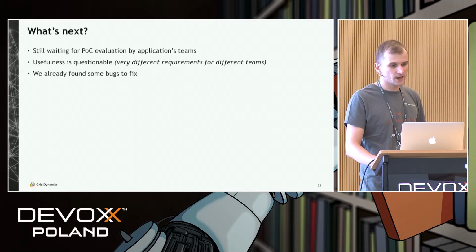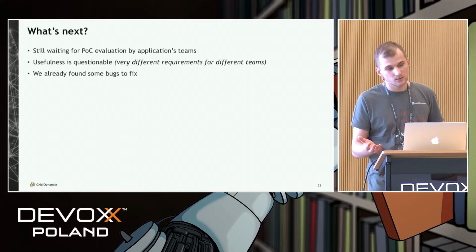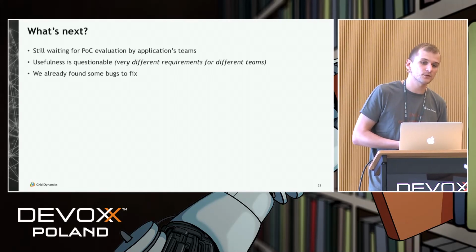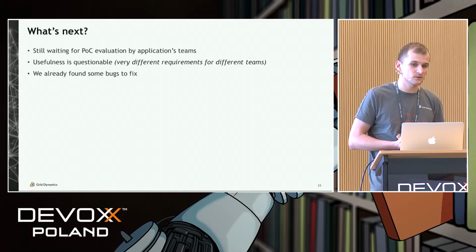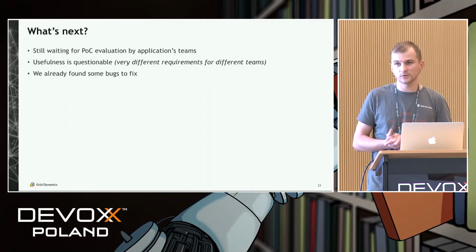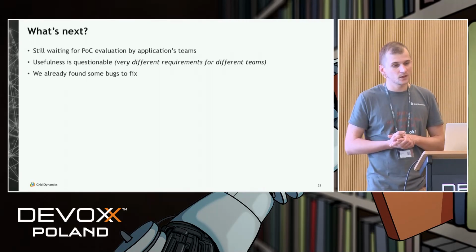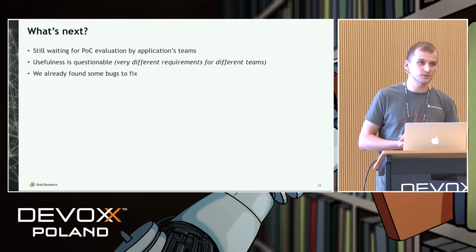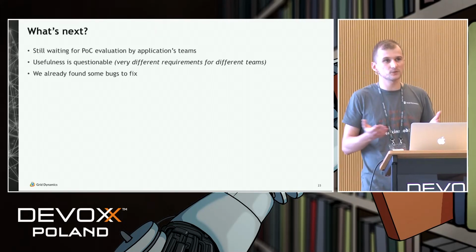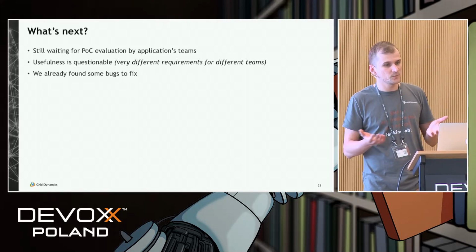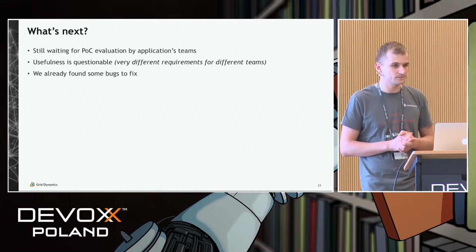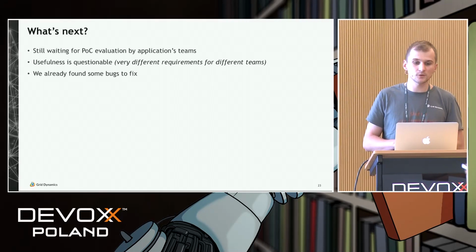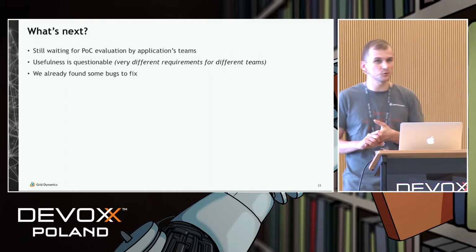So, what's next? As I mentioned, we are still waiting for the proof of concept evaluation by the applications team. And the usefulness of this wrapper is questionable. Very different requirements for different teams. And we already found some bugs to fix. But, okay, this is the code. We are not perfect. Everyone makes mistakes in the code, and it was a bit buggy. We already fixed that. So, as I said, we are still waiting for the evaluation, but I do not have high hopes for this.